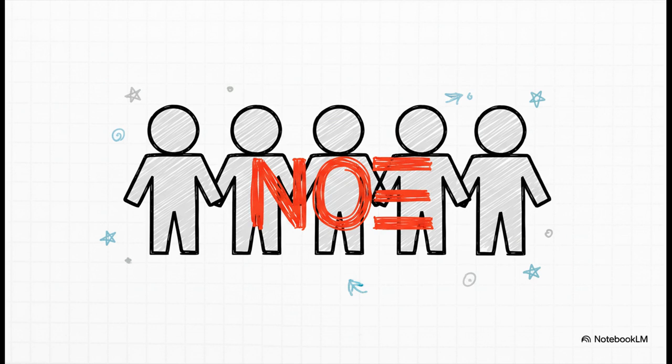So let's wrap this all up. If there is one thing, just one thing, you take away from all this, please let it be this. Equity is not sameness. A truly equitable classroom is not a place where every single student is on the same page doing the exact same thing.